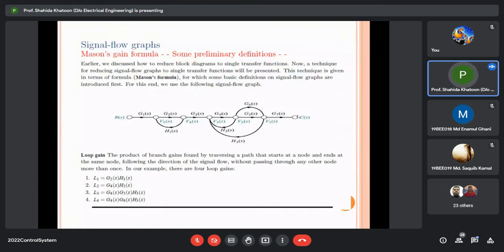There is another, can you see another forward path in this? I can see another forward path in this signal flow graph. Can you see it? And tell me what is the path gain of that forward path? F2?